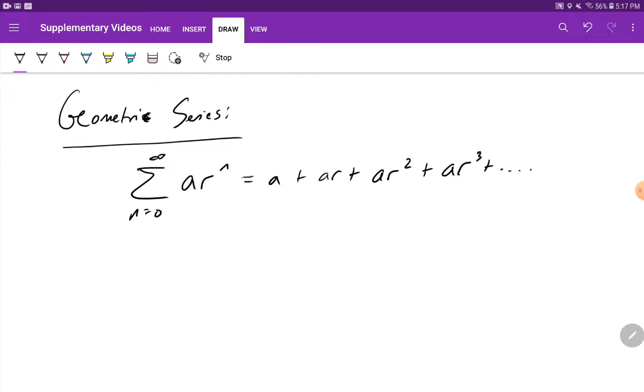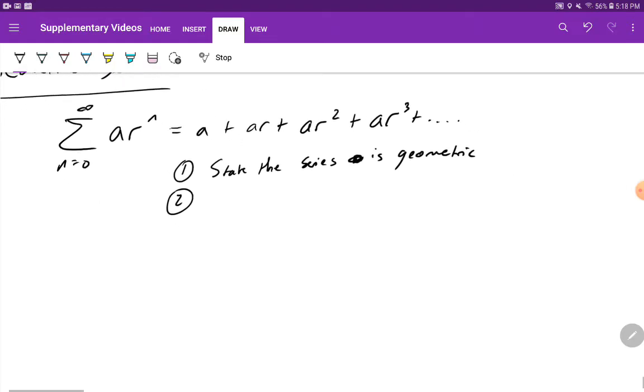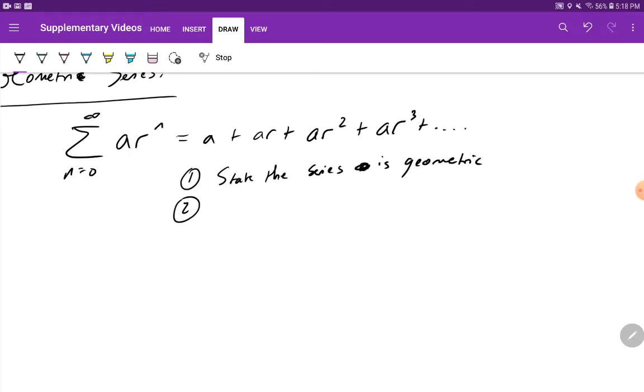In class I said you need to show two things to say a geometric series converges. First thing is that you need to state the series is geometric, which means in class I identified the a term and then identified the r term, and if it has an a and an r being raised to the n, you know it's a geometric series. So that first part is kind of easy. Identify the a, identify the r, and it should be good to go.